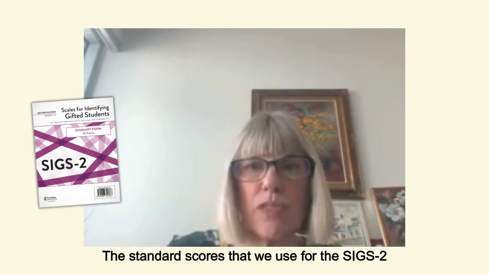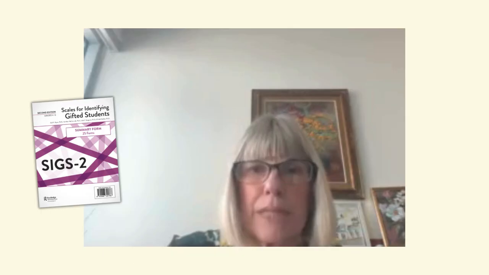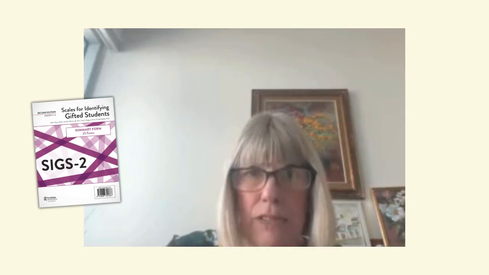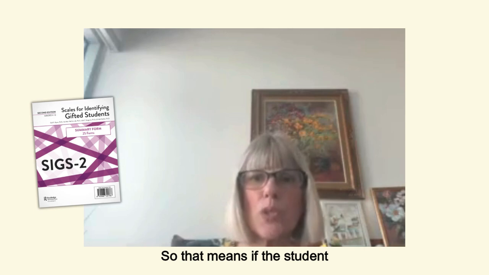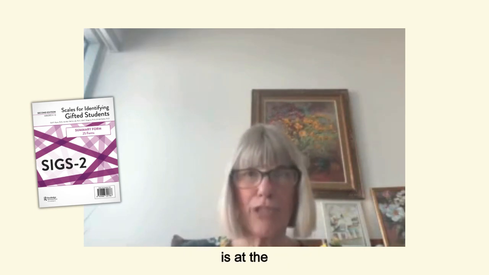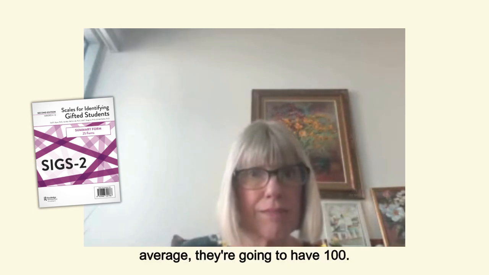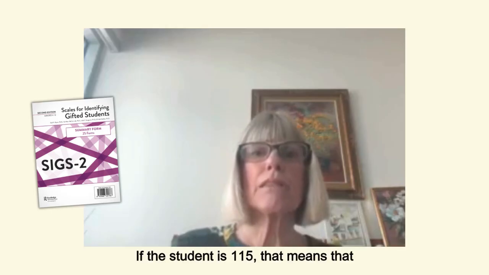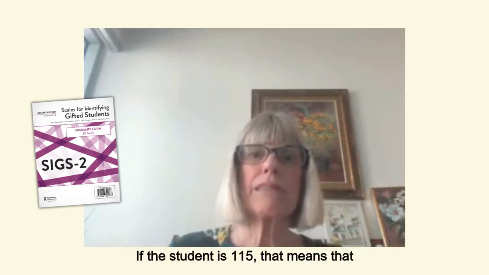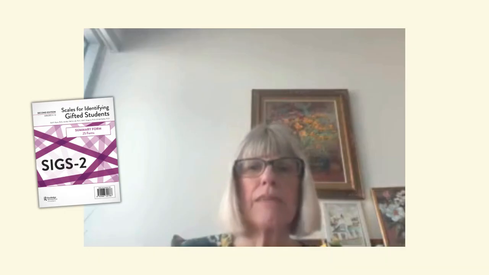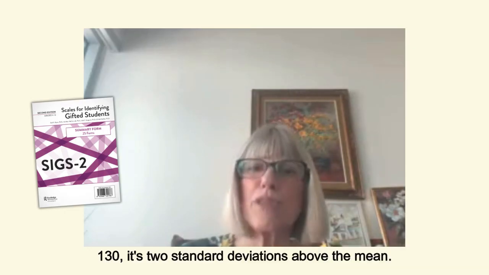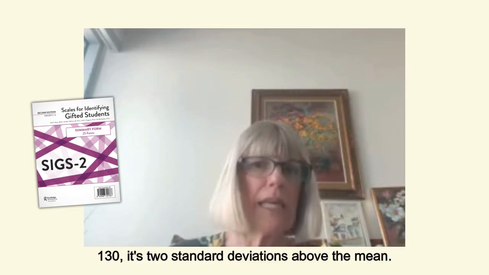The standard scores that we use for the SIGS 2 have a mean of 100 and a standard deviation of 15. So that means if the student is at the average, they're going to have 100. If the student is 115, that means that they're 1 standard deviation above the mean. If they have 130, it's 2 standard deviations above the mean.